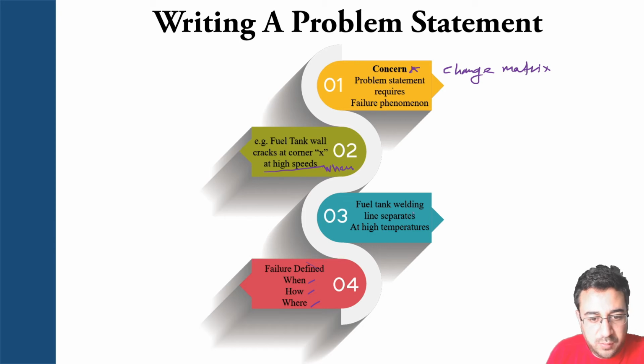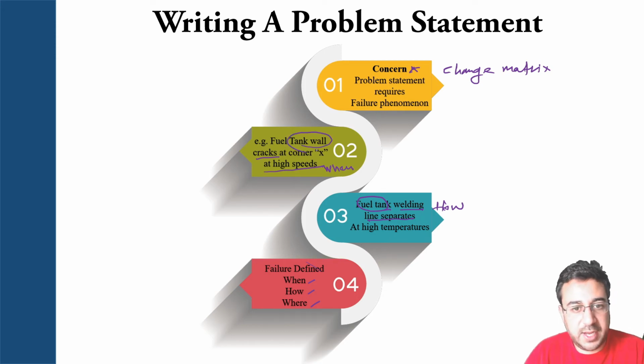Here he says at high speeds, then that's our when. Then he says how. You can see the wall cracks. That's how the failure phenomenon is happening. In this case, the welding line separates, and that's how. And where, that's the location of the failure. In this case, the fuel tank is the location, and the tank wall is the location. So you tell your story as straightforward and as detailed as possible.